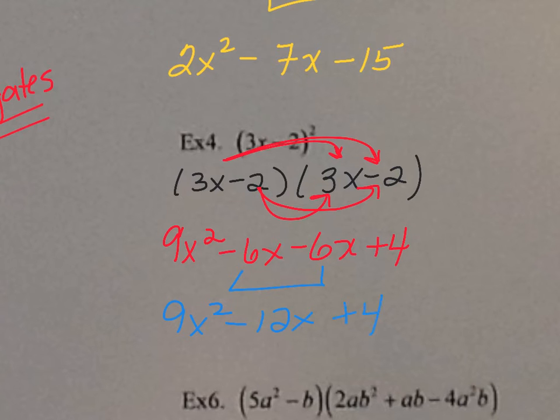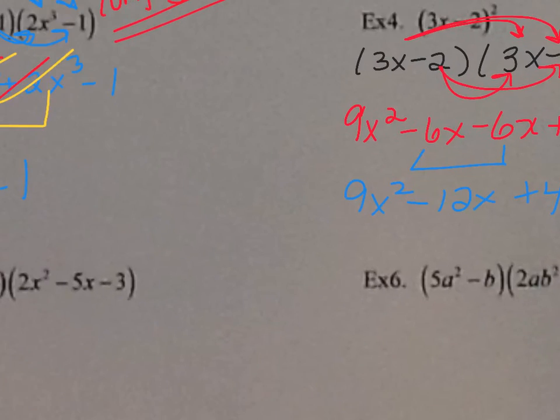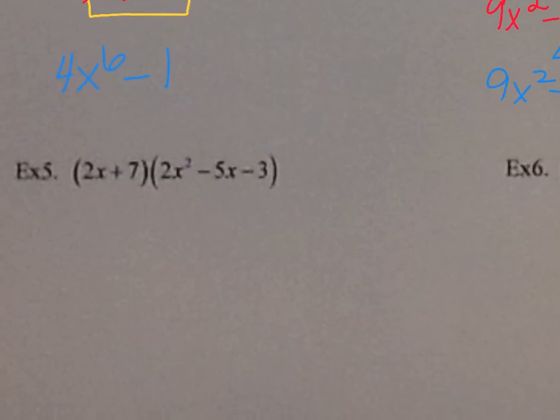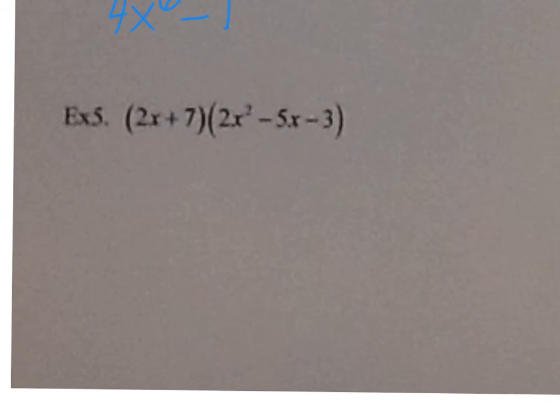And then I have plus 4. All right, let's take a look at number 5, almost done. Okay, so number 5, we're multiplying a binomial times a trinomial.